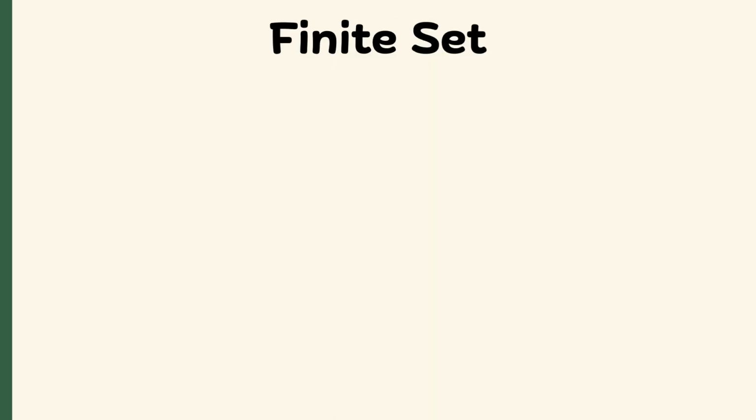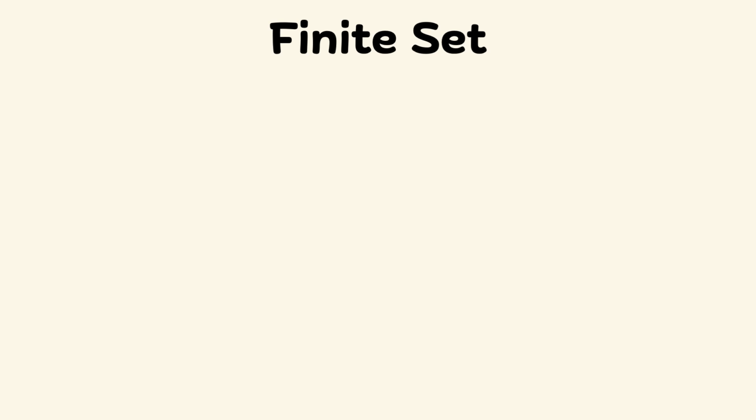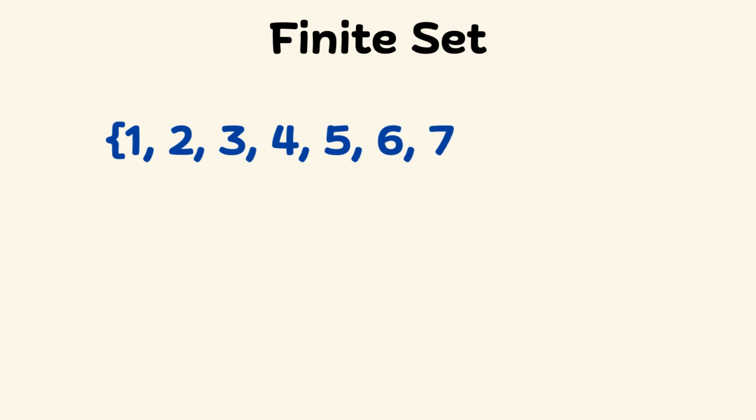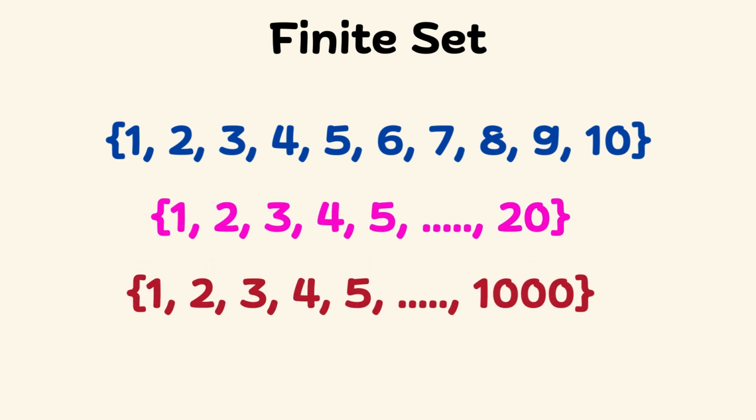Under finite set, this contains a countable number of elements. So something you can easily count, or something you can count in general, whether easily or with difficulty. An example would be a set of numbers less than 10. So this would be 1, 2, 3, 4, 5, 6, 7, 8, 9, and 10. This can be easily counted. We can count numbers from 1 to 10, from 1 to 20, from 1 to 1,000, 1 to 1 million, and so on.